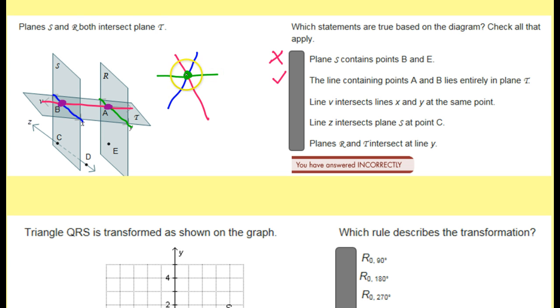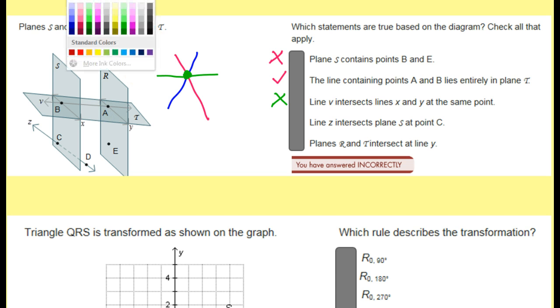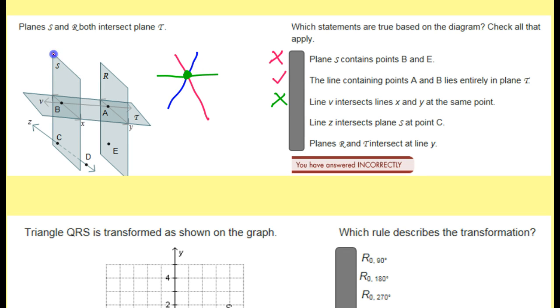Here's what it would look like if they all three intersected at the same point. That's not what's happening. So no. Line Z intersects plane S at point C. Okay, so they're talking about plane S, which again is this plane over here.